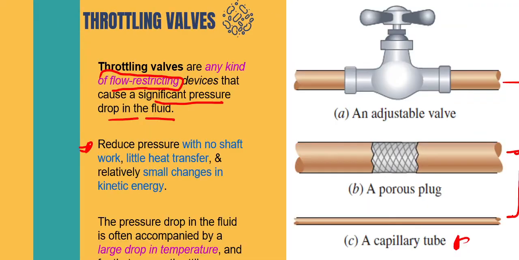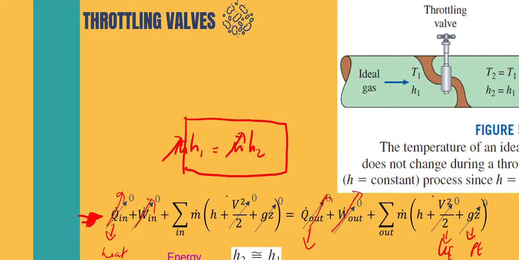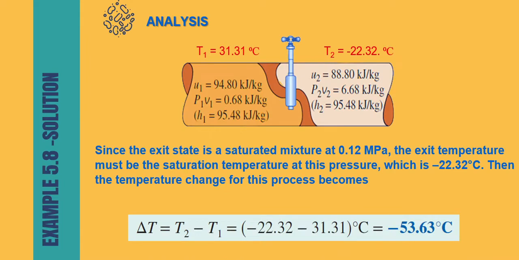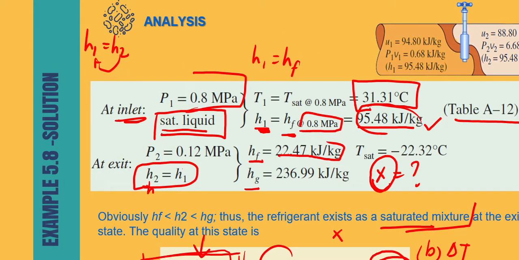In the question, the value is not given. So you need to find what is T1 and T2. Okay, so because at state 1 it is a saturated liquid, obviously your T is equal to T saturated or saturation temperature, which is equal to this. And then similarly, for state 2, it exists as a saturated mixture as well.